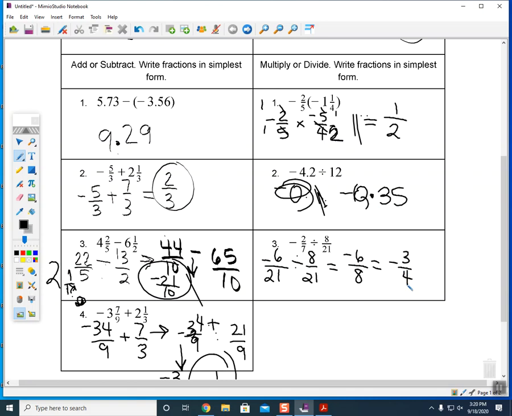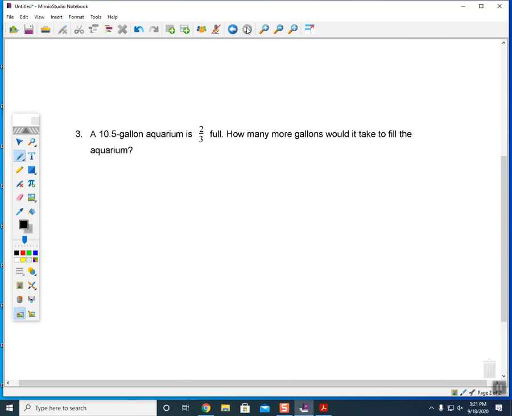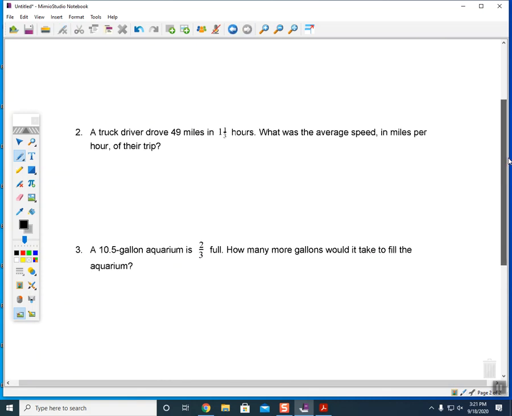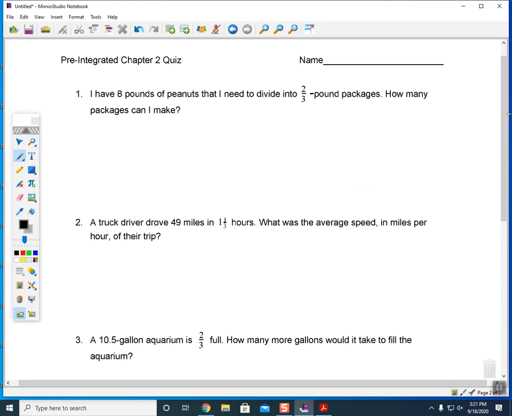Okay, and now I could have done it a different way. I could have said, I'm going to take negative 2/7, keep change to times, flip 21 over 8, and I would have had the same outcome. This would become a 1, that becomes a 3, that becomes a 4, that becomes a 1, still left with negative 3/4. Works either way. All right, we just got a couple word problems and then we're good to go.